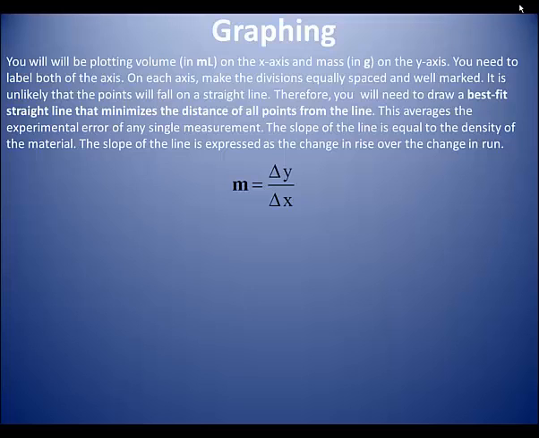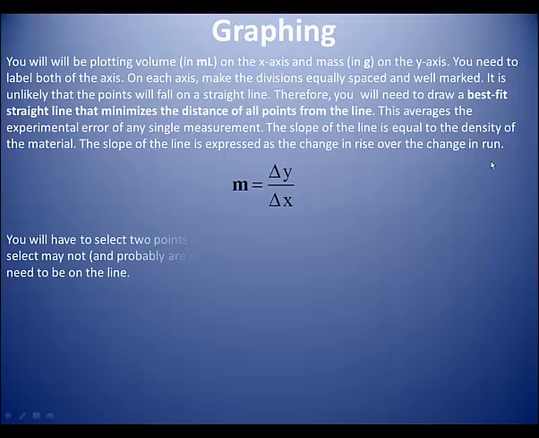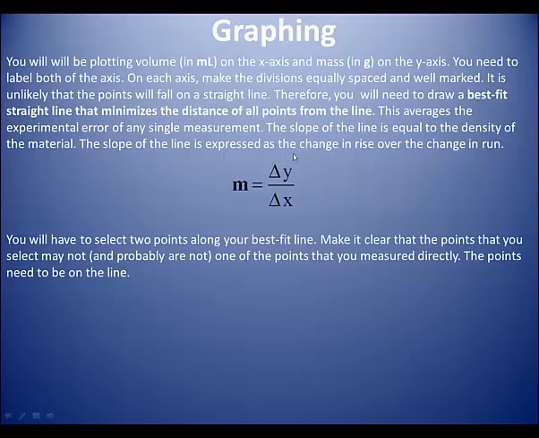It's unlikely that the points will fall on the straight line because there's always error involved in each individual measurement. Therefore, you need to draw what we know as a best fit straight line that minimizes the distance of all points from the line. That averages the experimental error for any single measurement and reduces the total amount of error. The slope of the line is equal to the density of the material. The slope of the line is expressed mathematically as the change in y with respect to the change in x, or the rise over run.